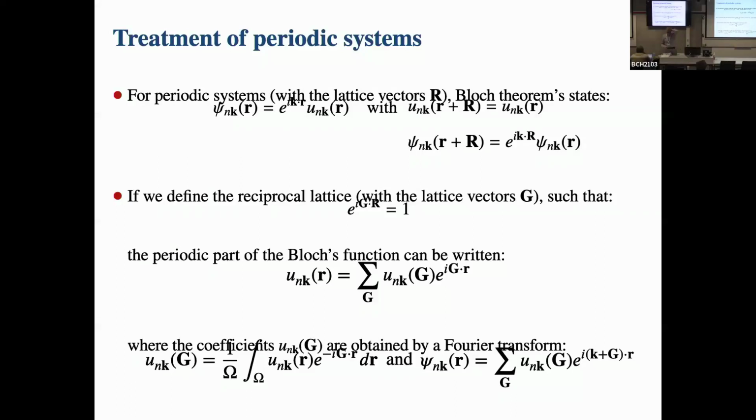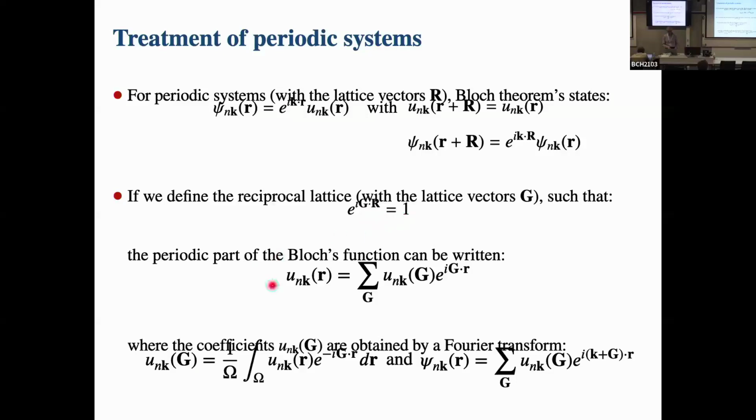We'll be using the plane wave basis set. The idea behind this plane wave basis set is that we have Bloch's theorem, which holds: the wave function is given by the product of a plane wave by a function that has the periodicity of the lattice. And we have the G vectors that are defined by this equation, e^{iG·R}, where R are the lattice vectors of the original system.